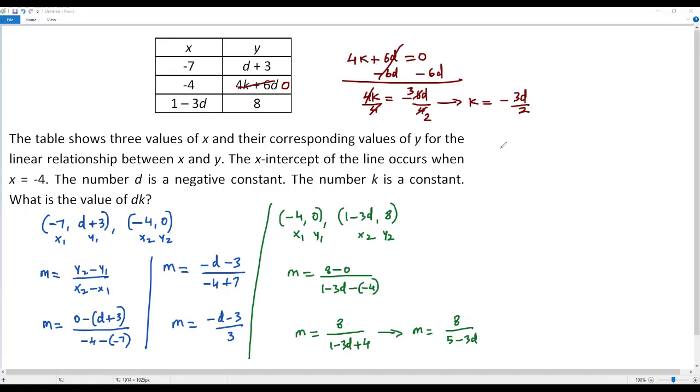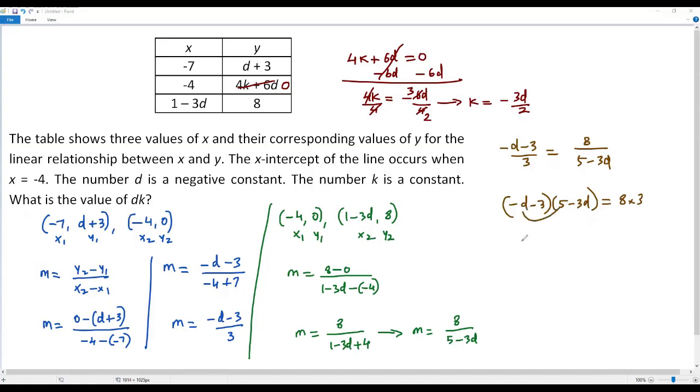Then I'm getting (-d - 3)/3 = 8/(5 - 3d). Now let's do some cross multiplication. Then I'm getting (-d - 3) times (5 - 3d). On the right side, we have 8 times d. Now we can multiply these two binomials using the FOIL method.